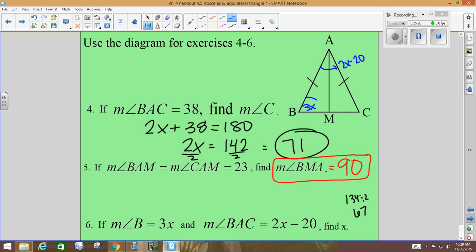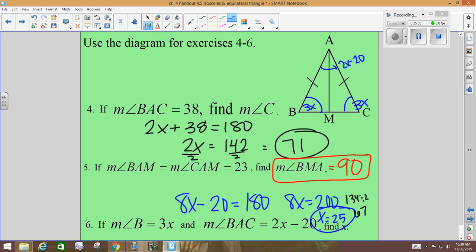Why is B congruent to C? Yeah, the big triangle is isosceles, two congruent sides, two congruent angles. So then C would have to be 3x. Then all three angles inside the big triangle add up to 180. 3 plus 3 is 6, plus 2 more, so 8x minus 20 equals 180. How do I bring my 20 over? Add it, good. So then I would get 8x equals 200. Divide by 8, and you should get x equal 25.